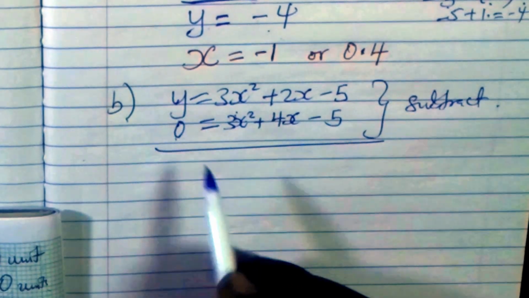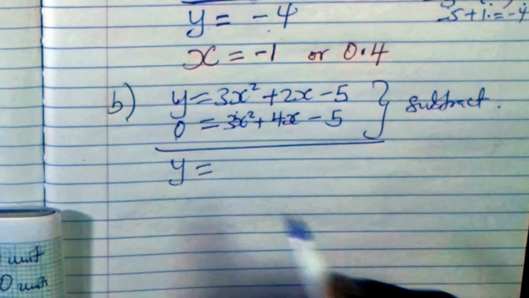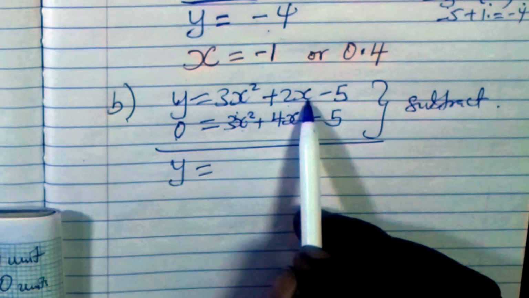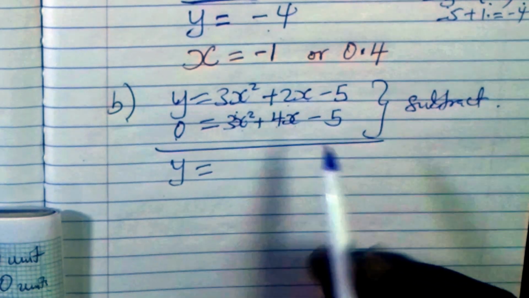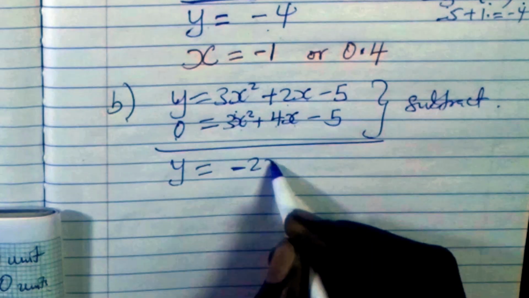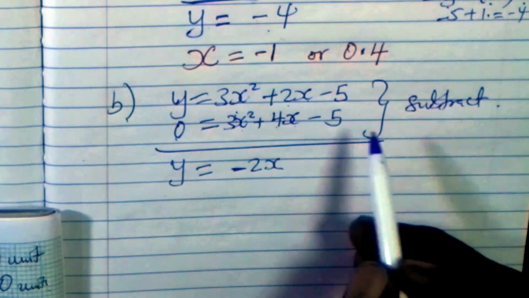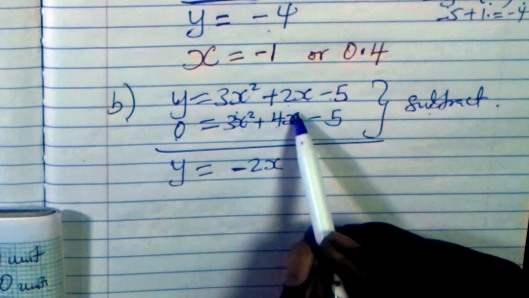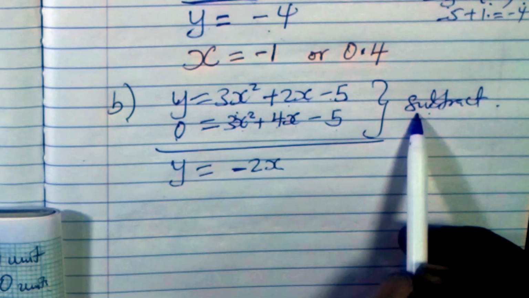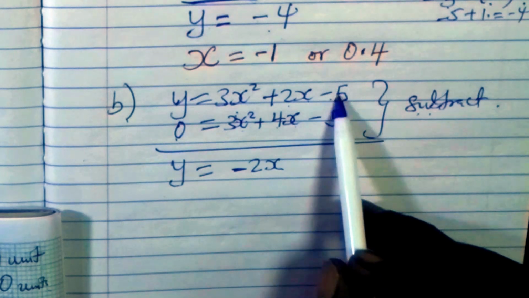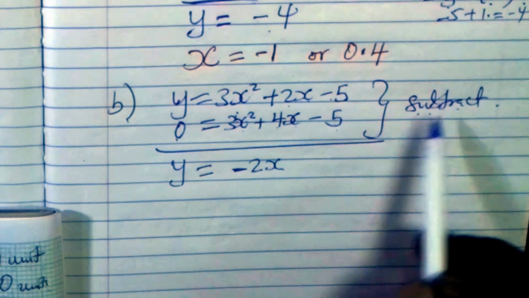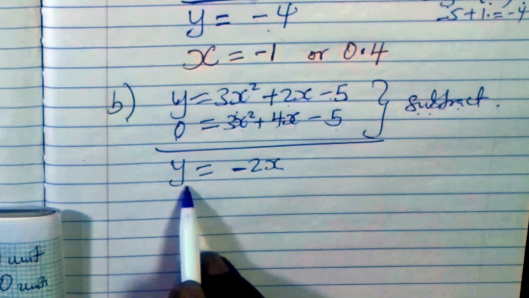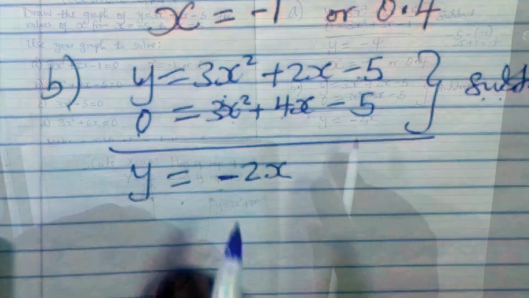So y minus 0 is y, 3x squared minus 3x squared is 0, 2x minus 4x, that will be minus 2x, and then minus 5 minus 5, we end up getting 0. So this is what we now need.